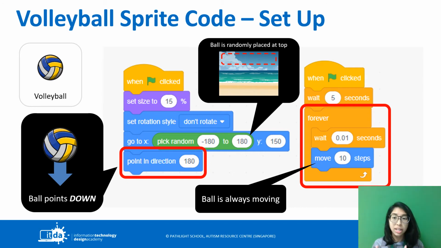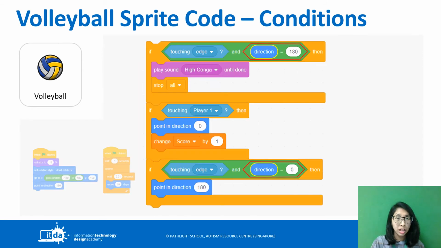Okay, so now let's continue that with the up and down conditions. Okay, add on to the code, we're going to add conditions now for the moving. So look at the first one.